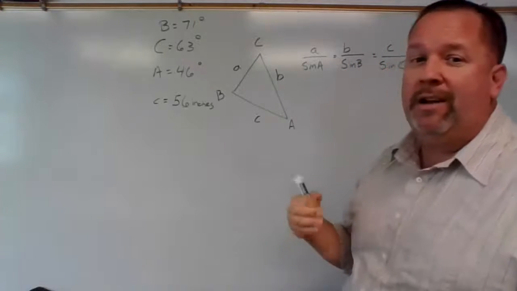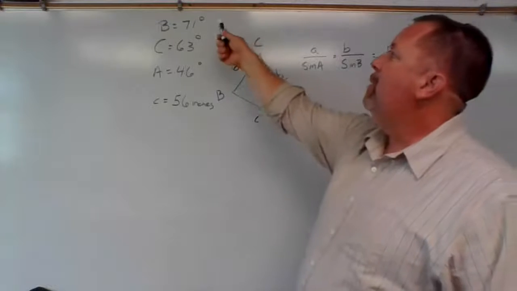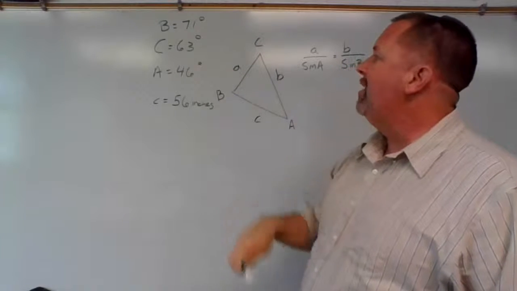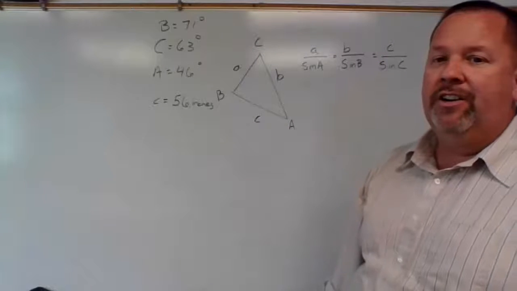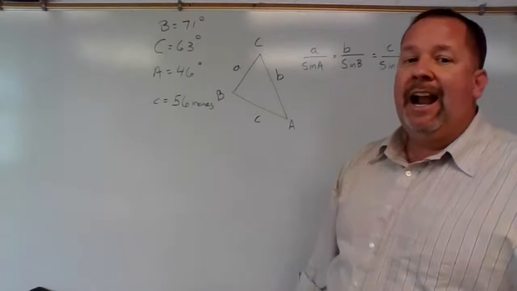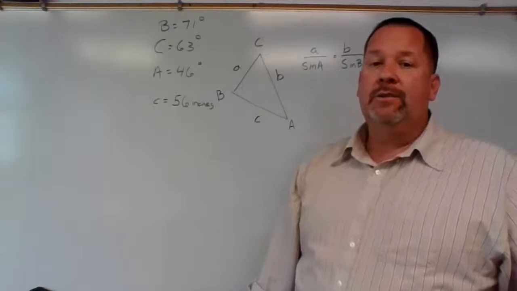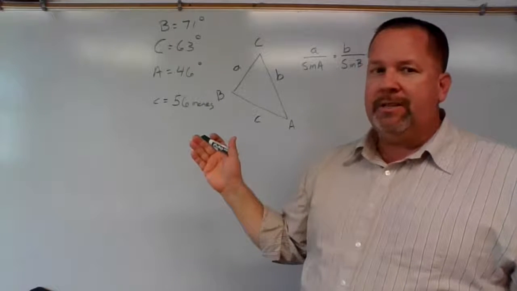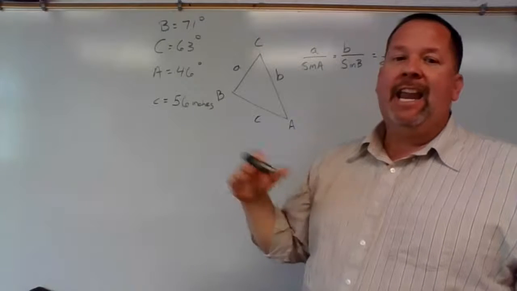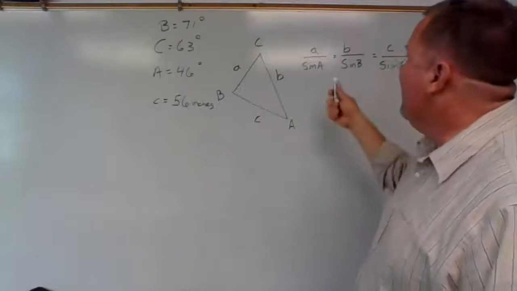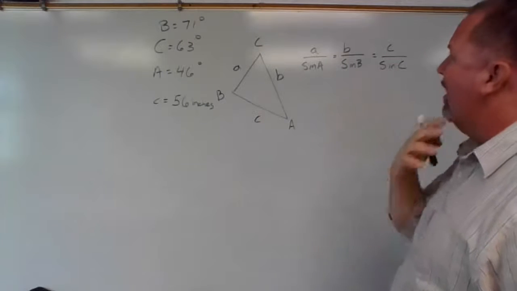So at this point, trying to solve this triangle, I now have all three angles listed. I have one side. I need to get the other two sides, and I can use the law of sines where I can't use the Pythagorean theorem. It's not a right triangle, or at least I don't know that it is. I can't use SOHCAHTOA. I can use this information and the law of sines.